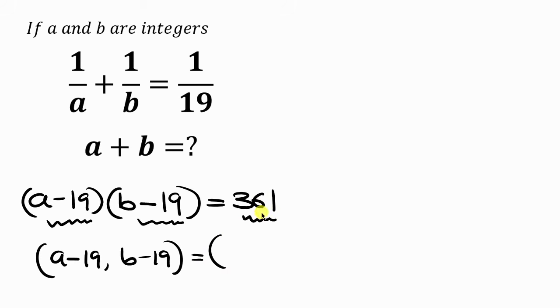So what are the integer factors of 361? We have 1 times 361, or we have 19 times 19, which gives 361. And since our original equation, 1 over A plus 1 over B equal to 1 over 19, is symmetric, that means swapping A and B doesn't change the equation. We only need to consider the positive factors of 361. So let's solve these two cases one after the other.